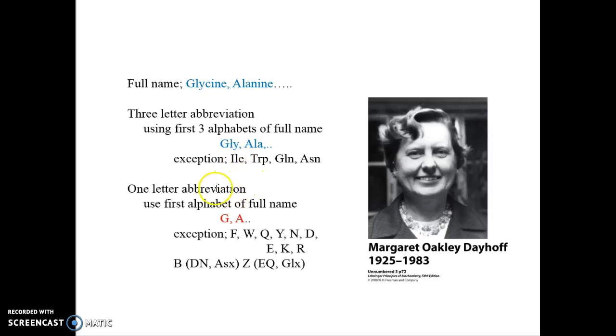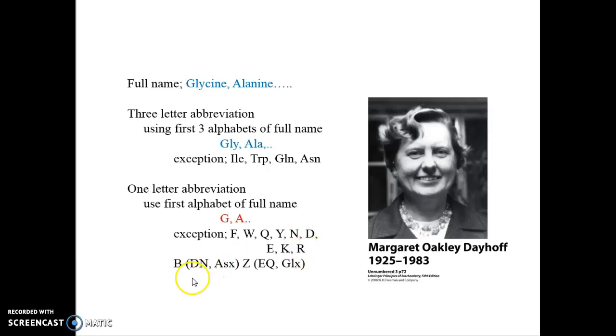Nowadays, the 1-letter name is popular. In this case we use the first letter of the name, G and A for glycine and alanine. Again, there are exceptions to this rule: F, W, Q, Y, N, D, E, K, and R. Only remembering the exceptions could help you.